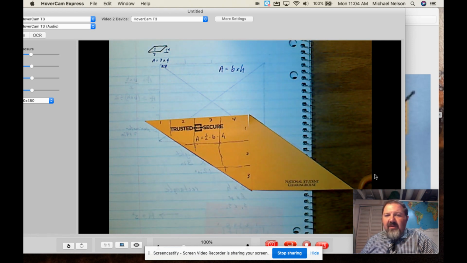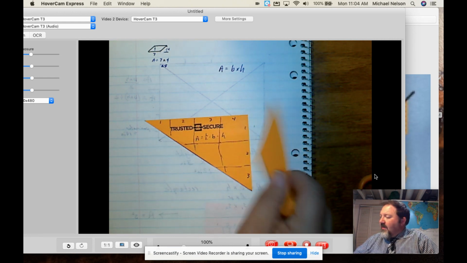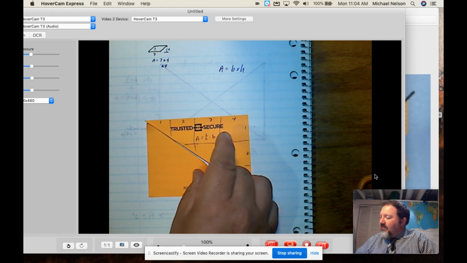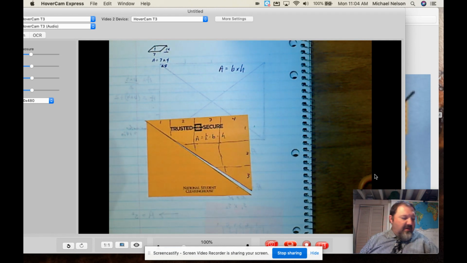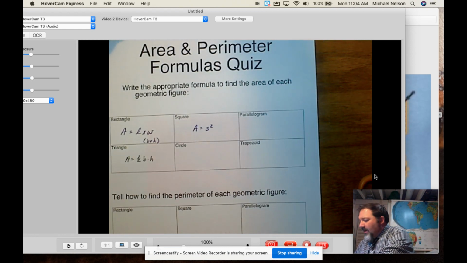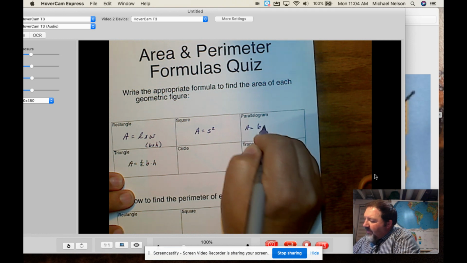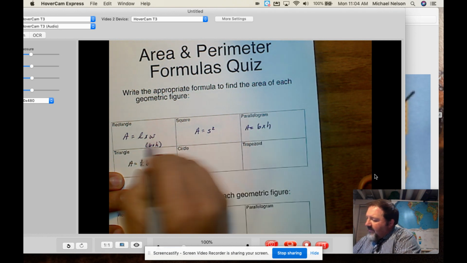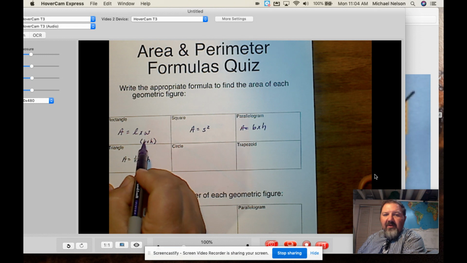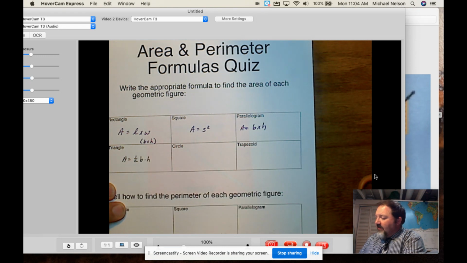Here's the same parallelogram, but this time you're looking at your height and your base. Okay, not quite as simple as a rectangle, a square, or a triangle. So here's parallelogram on our paper. We're going to do area equals base times height. So that actually is the same formula as over here. Area equals base times height.